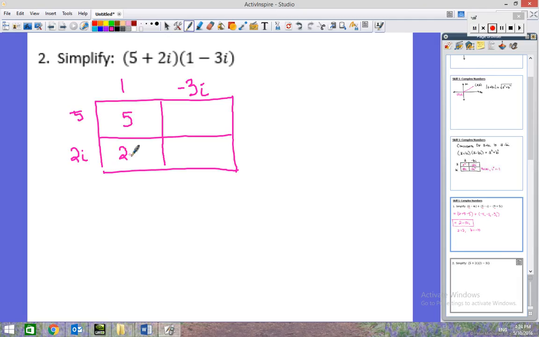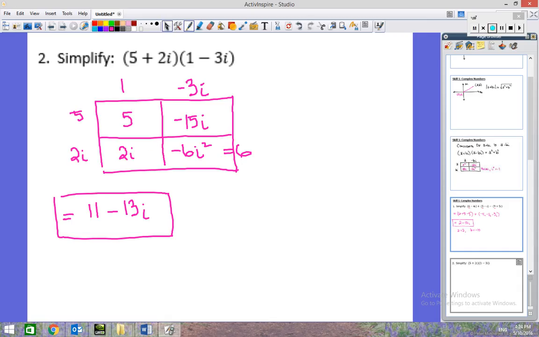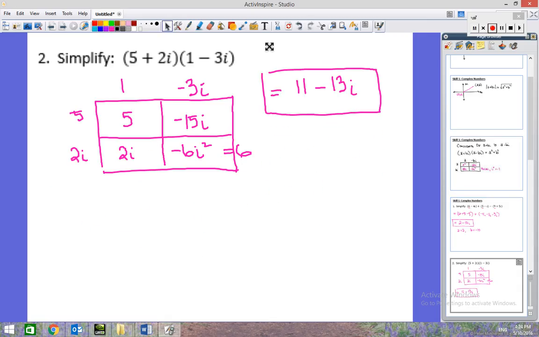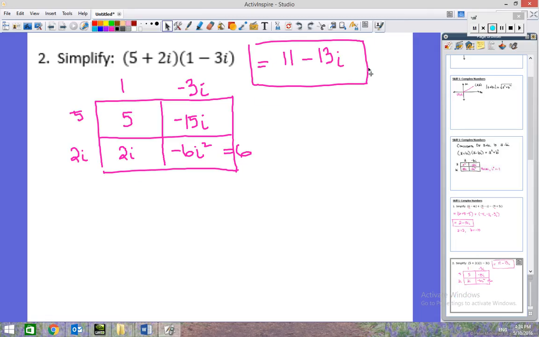1 times 2i is 2i. The 5 times negative 3i is negative 15i. And here I have a negative 6i squared. Now remember that I can rewrite this negative 6i squared as negative 6 times a negative 1 and see that as a positive 6. So along this diagonal, I just have 5 plus 6, which is 11. And along this diagonal, I have negative 15i plus 2i, which is a negative 13i. So when you multiply these two complex numbers together that they gave us originally, that's what you should get. That's our final answer.